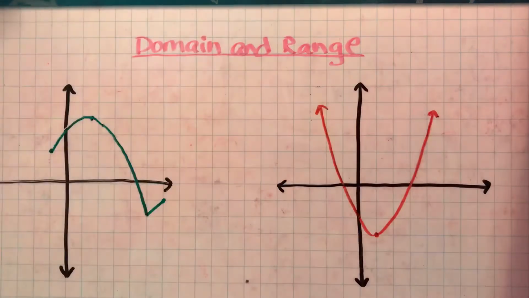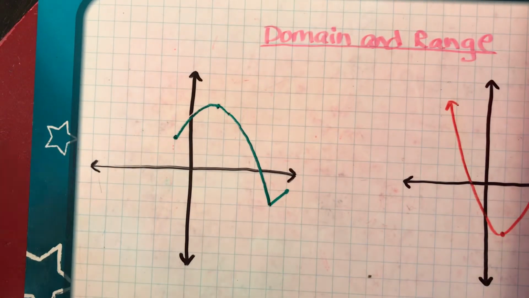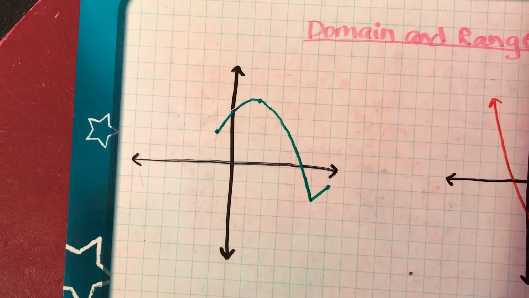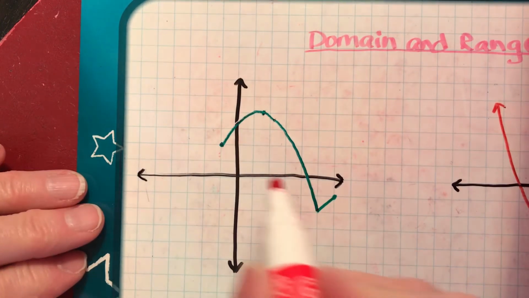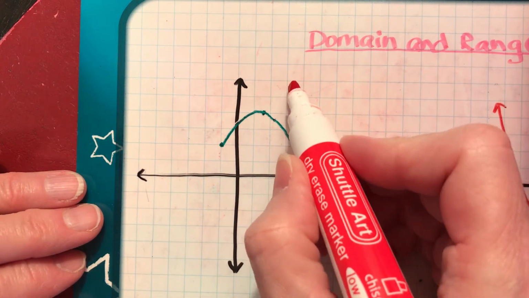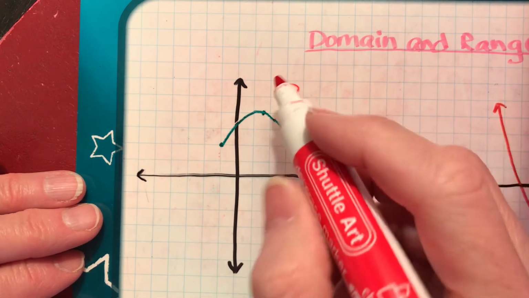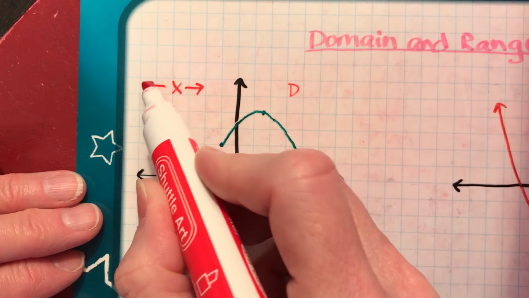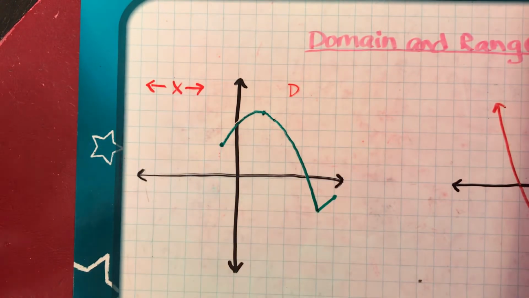Well, we're going to do the same thing with graphs. So let's take a look at this first one. Where does this green graph exist? It doesn't fill the entire coordinate plane. It has boundaries. So the boundaries for the left to right are called the domain. So the domain, and we describe the left to right, is the x-axis. So where does it live? Where does it exist as far as the x-axis is concerned?